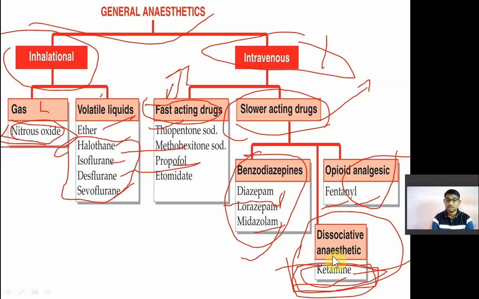That is known as dissociation of patient's mind from the environment. That is known as dissociation. This ketamine produces dissociative anesthesia. इसके ऊपर कम से कम 2-3 बार क्वेश्चन है, और इसका क्लास याद रखो.